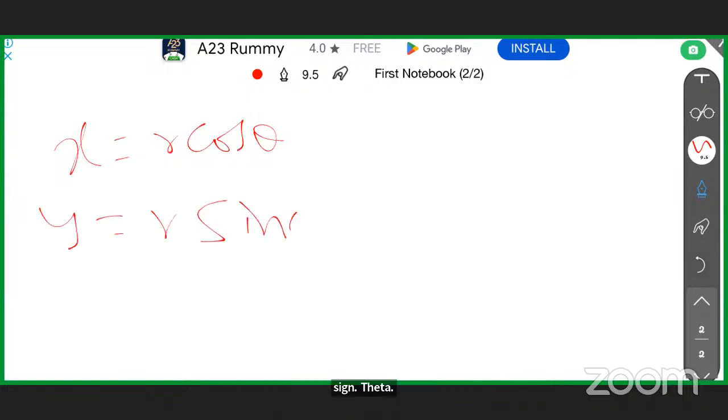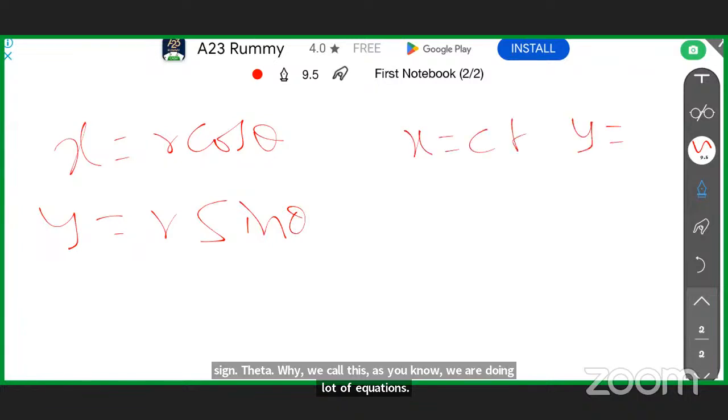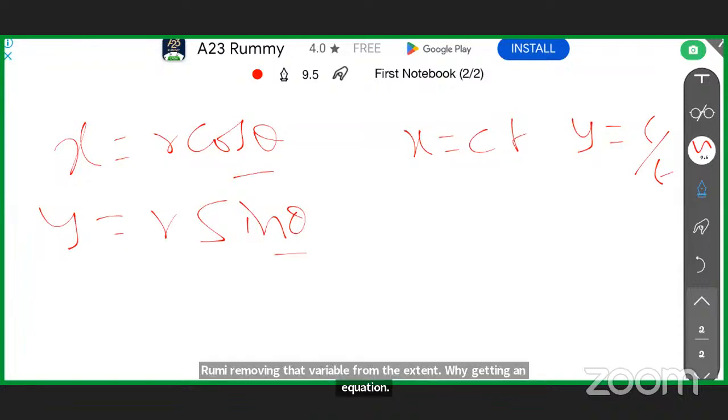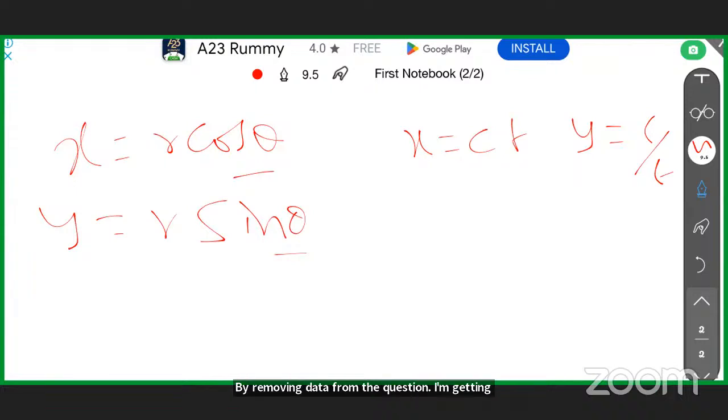See, now we are doing a lot of equations. Today also I gave one homework: x is equal to ct, y is equal to c by t, with parameter t. So what we are doing, parameter means it's a variable. By removing that variable from the x and y, we are getting an equation. The same thing, theta is a parameter here. By removing theta from the equation, I'm getting one equation, and that equation will become a locus of something. So only we say that type of equation is a parametric equation.